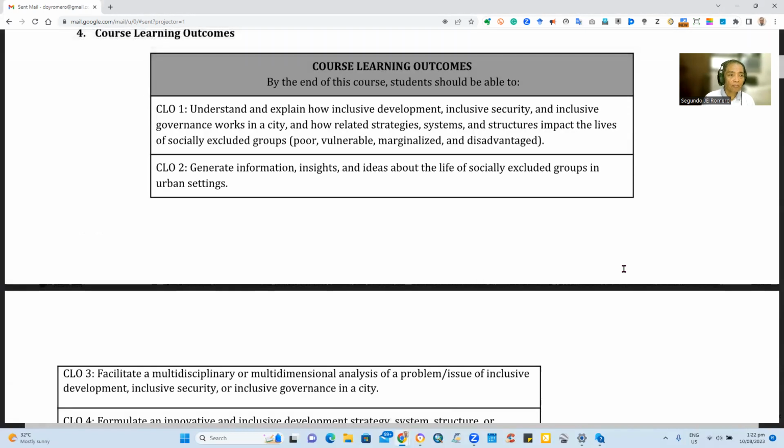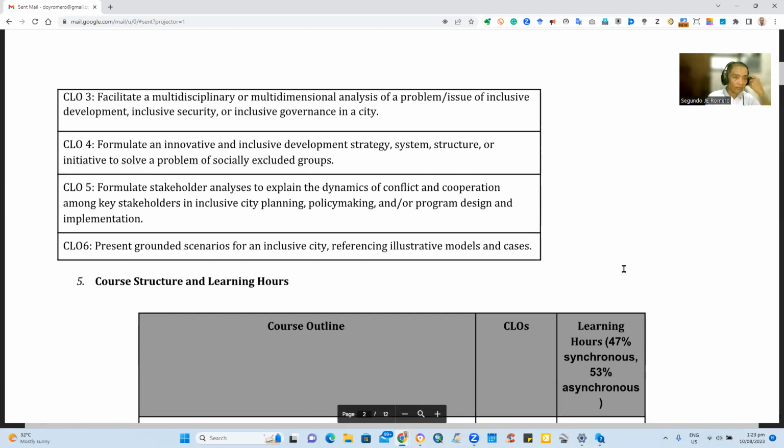The course learning outcomes are CLO1, understand and explain how inclusive development, inclusive security, and inclusive governance work in a city, and how related strategies, systems, and structures impact the lives of socially excluded groups. And by this, we mean the poor, vulnerable, marginalized, and the disadvantaged. The second course learning outcome is that this course will generate information, insights, and ideas about the life of socially excluded groups in urban settings. The third one is that the course will facilitate a multidisciplinary or multidimensional analysis of a problem issue of inclusive development, inclusive security, or inclusive governance in a city.